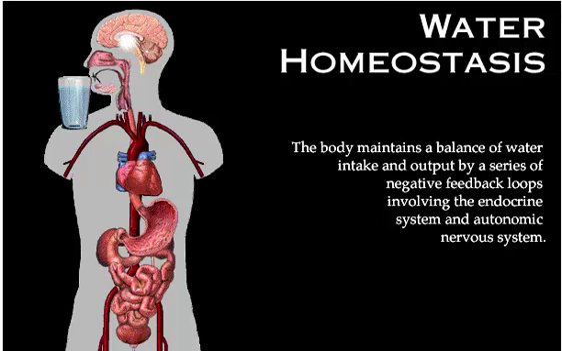The body maintains a balance of water intake and output by a series of negative feedback loops involving the endocrine system and autonomic nervous system.